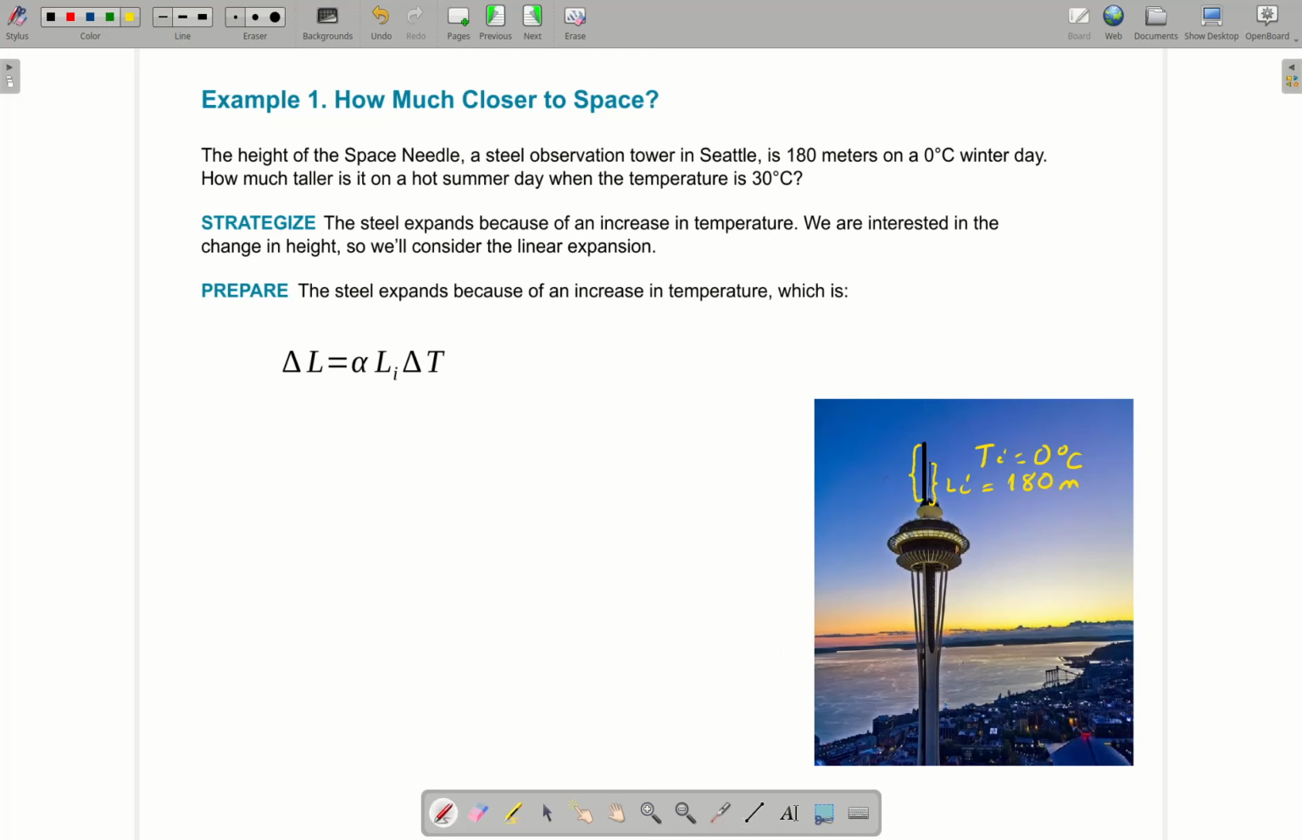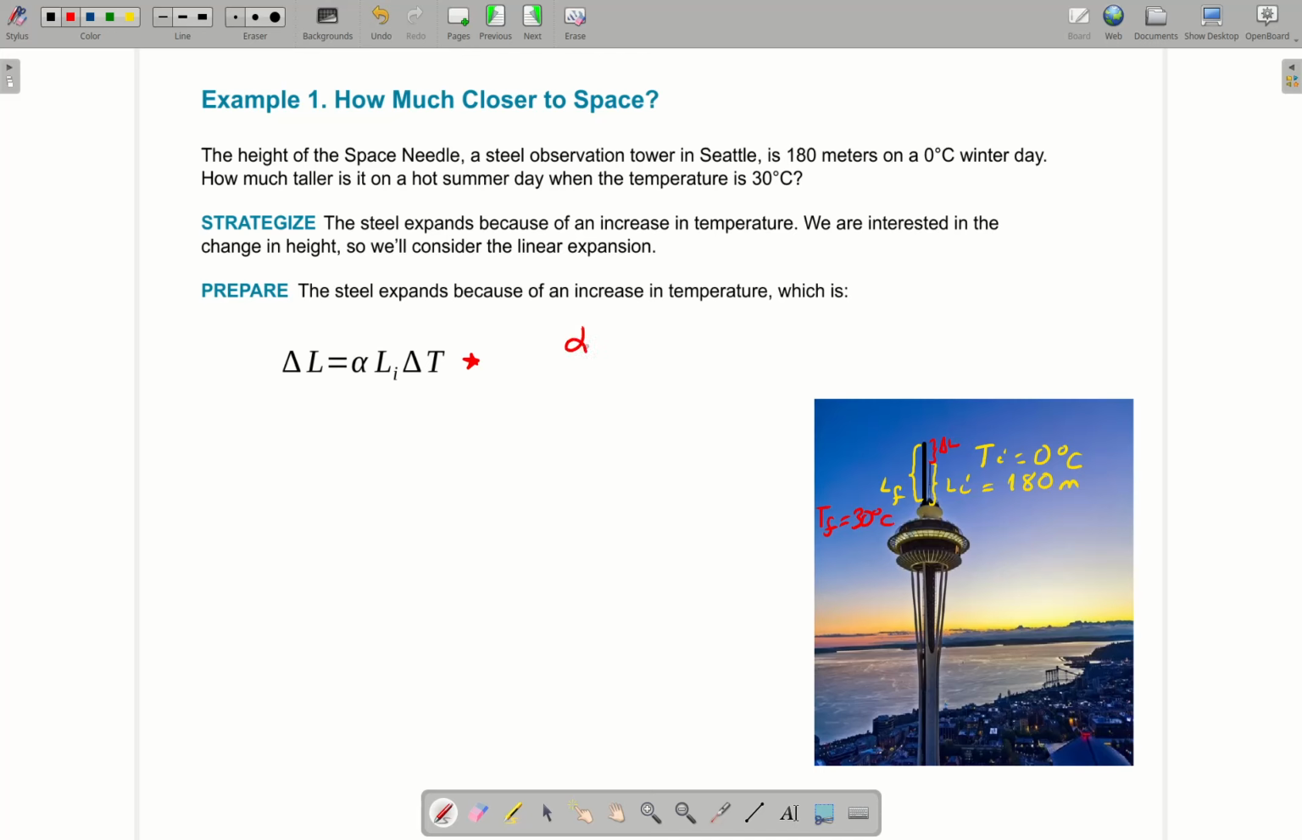It will be a little bit longer than the initial length, and we can find the amount of expansion using this delta L equation here. The question is only asking delta L, how much it expands, but let's find the final length as well. It's not a big stretch after that. Now on a hot summer day, the temperature is given as 30 degrees, so T final is 30 degrees here.